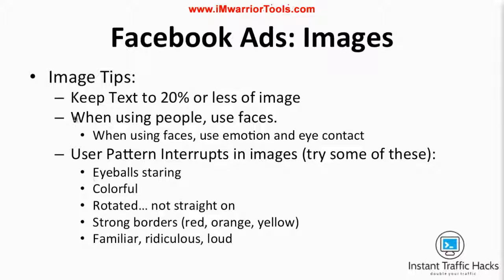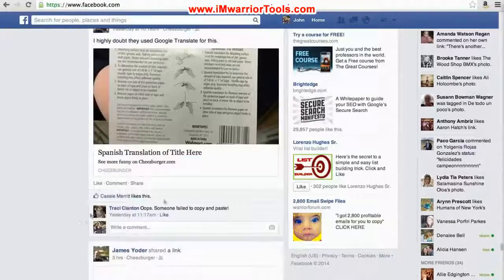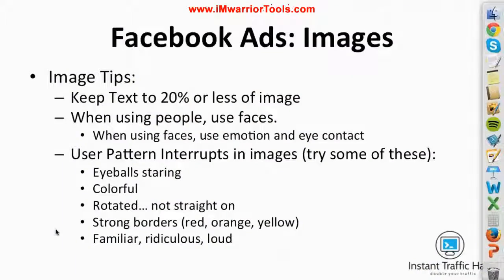When you're using people in your images, try using faces. Again, you use all kinds of stuff. I want you guys to test because your market, your niche, your audience might be different than mine, but I'll give you some tips on what's working for me. When using people, try using faces, and when using faces, try using emotion and or eye contact. The side of a person's face is one thing, but eyes looking straight at you. Look, here's somebody using eyes looking straight at you. It captures you. It passes the corner of the eye test.